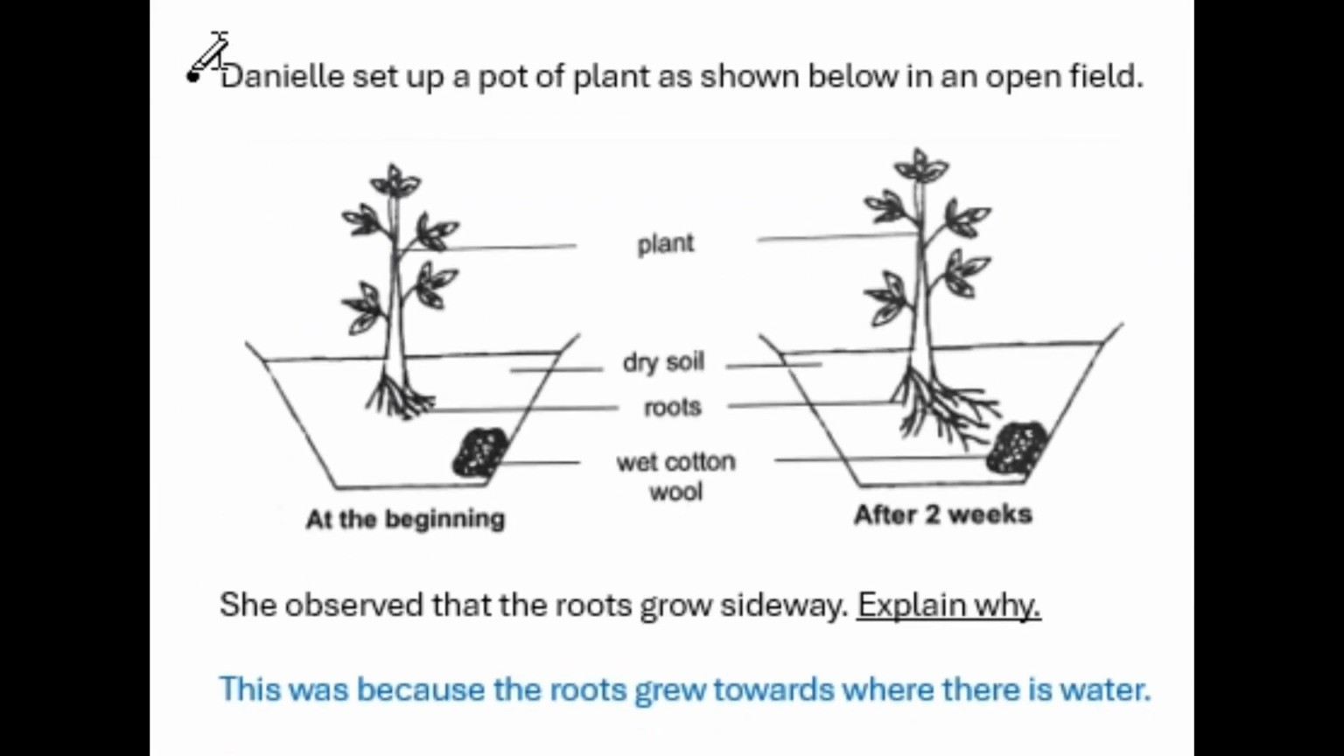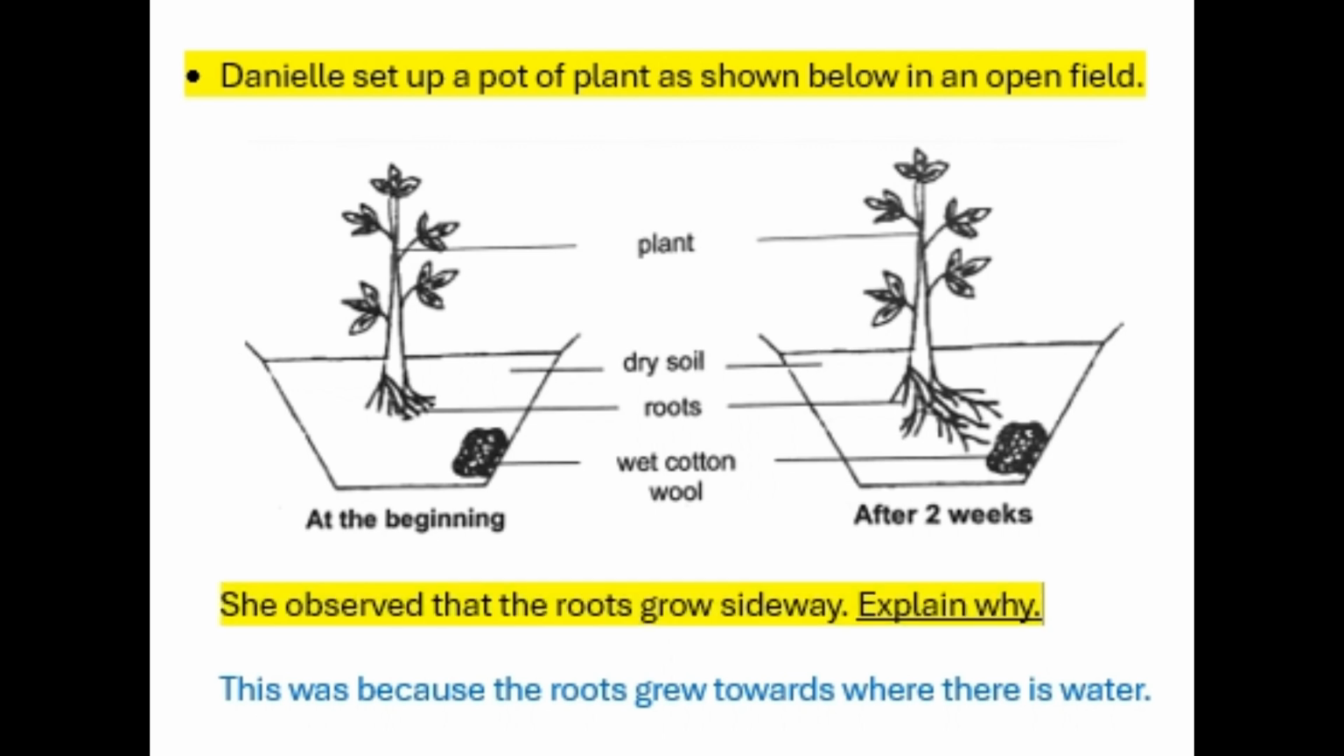Danielle set up a pot of plant, as shown below, in an open field. She observed that the roots grow sideways. Explain why. This was because the roots grew towards where there is water.